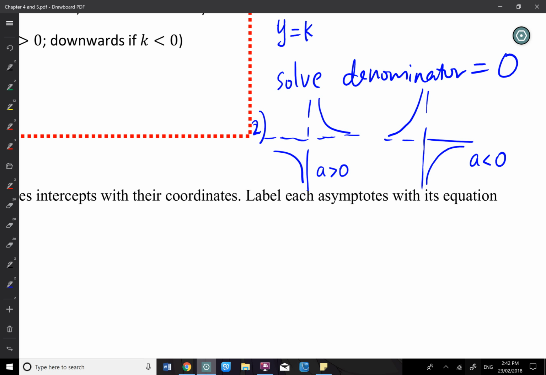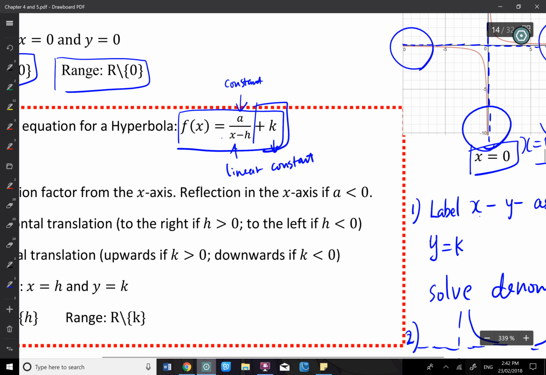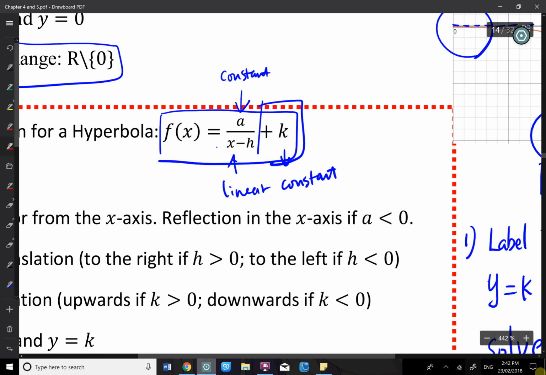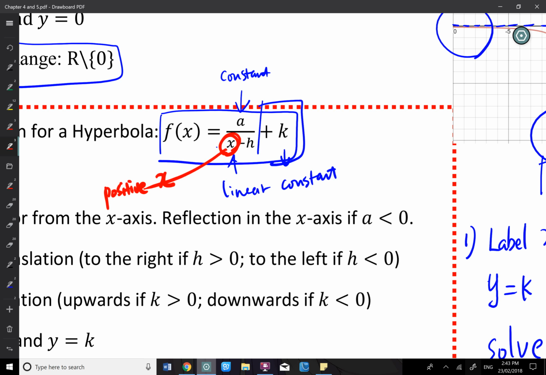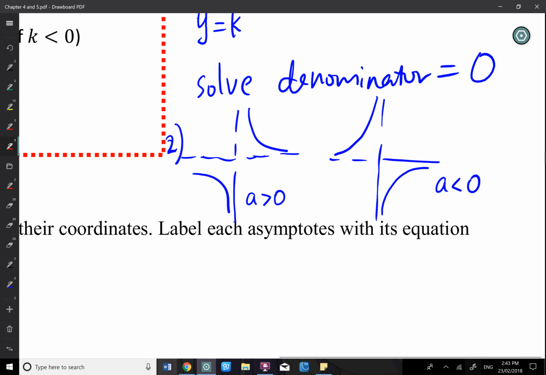One thing you need to make sure of: I can have 2x, I can have 3x, I can have a half x, but you must have a positive x at the bottom. So you need a positive number of x at the bottom, and then you look at the top number, whether it's a plus or a minus. If a is positive, then we have those two quadrants. If a is negative, we have the other two. This graph is very easy to sketch. I'll show you an example and it will make more sense.